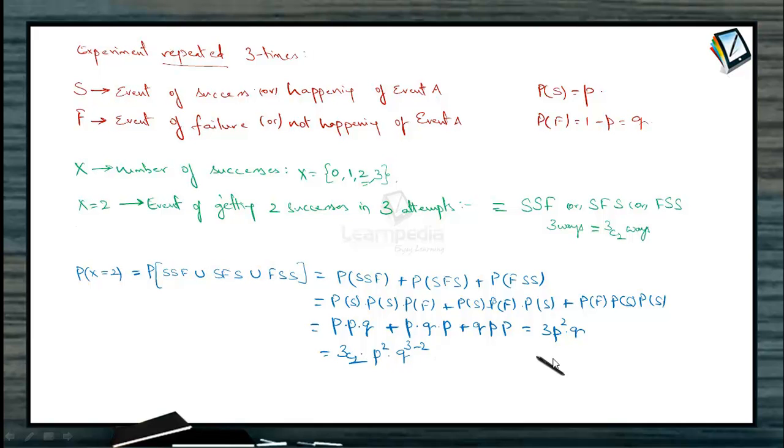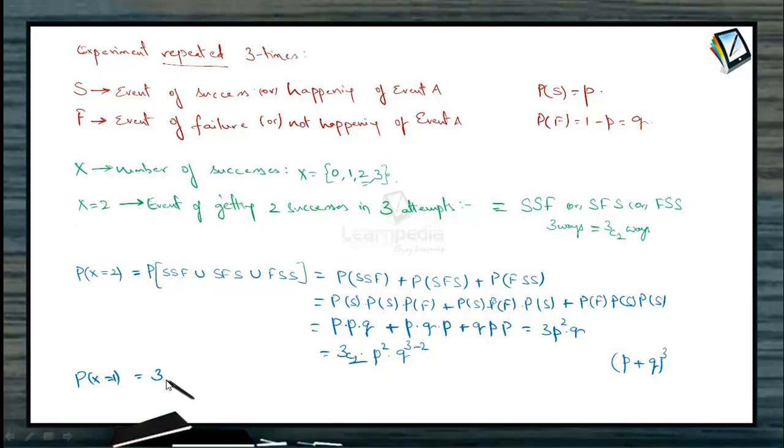Now if you look at this term, this is one of the terms in (p plus q) whole to the power of 3 binomial expansion, isn't it? Now using the similar idea that I wrote here, can we express P(X equal to 1) now? Yes, it should be one success.